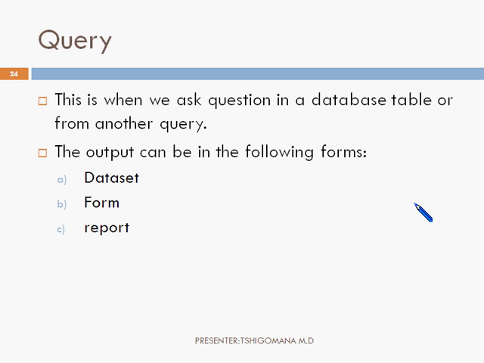Query. Now, what is a query? A query is a database object where we ask a question from a database table or from another query. In other words, with a query, we ask a question from a database. Now, the output of a query can be in the following ways. It can be in the form of a dataset. It can be in the form of a form. It can be in the form of a report. You know, a dataset is a table-like output. In other words, when you run your query, what you see is a dataset. In other words, the result of a query is what we call a dataset.